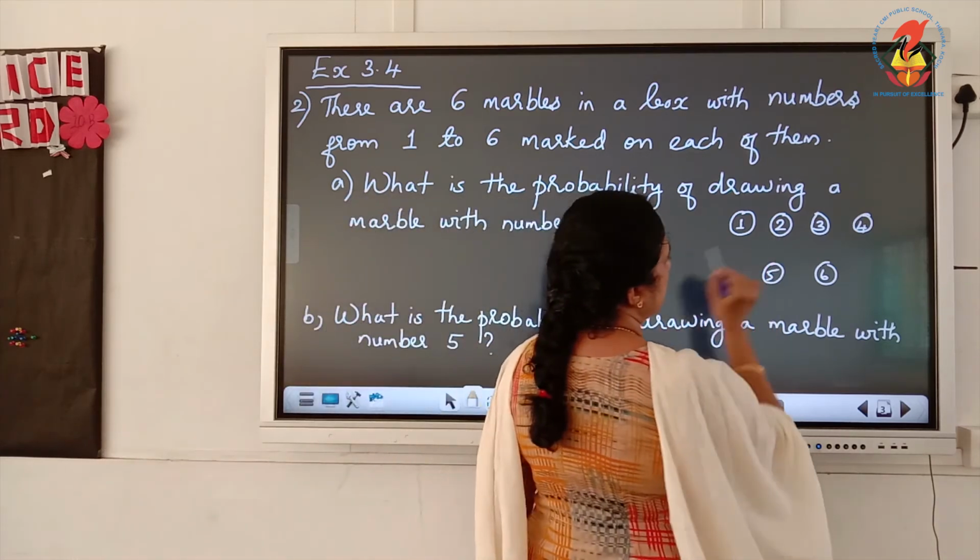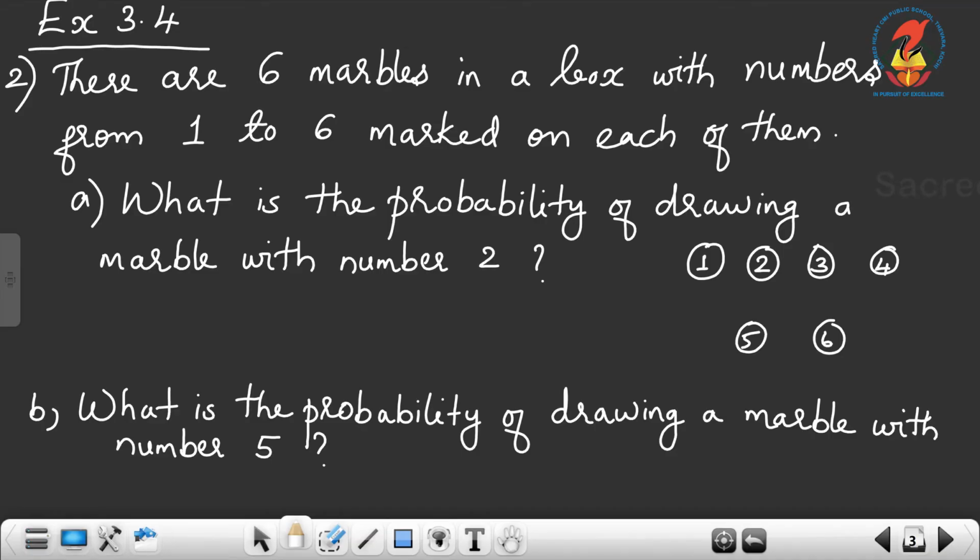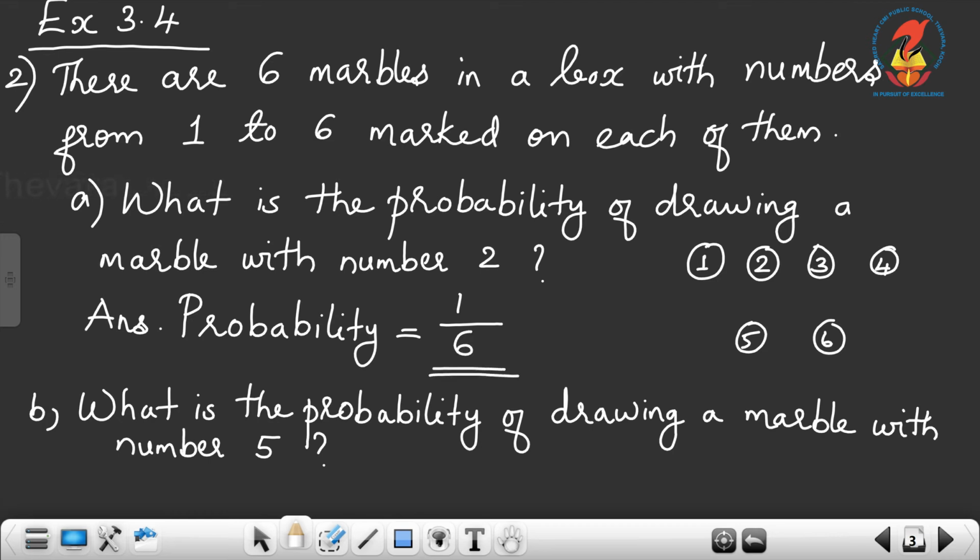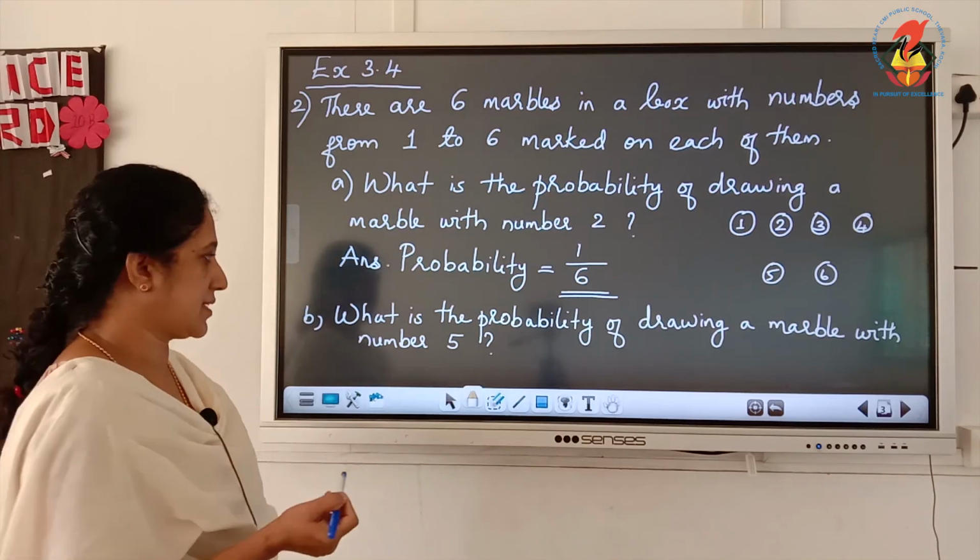So, look at that, how many times 2 comes in this set? Only one time. So, the required probability is equal to, the marble 2 comes only one time. So, probability of getting the marble with the number 2 is 1 by. What is the total number of outcomes here? How many marbles? Total number of marbles? 6. So, the probability of getting a marble with the number 2 is equal to 1 by 6.